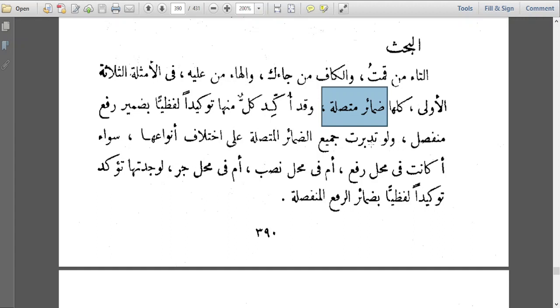He says ولو تدبرت جميع الضمائر المتصلة, if you should look at all the ضمائر المتصلة, okay, على اختلاف أنواعها, looking at their different types, سواء كانت في محل رفع, whether it is in محل رفع, أم في محل نصب, or whether it is in محل نصب, أم في محل جر, or whether it is in the position of جر, لوجدتها تؤكد توكيدا لفظيا بضمائر الرفع المنفصلة.